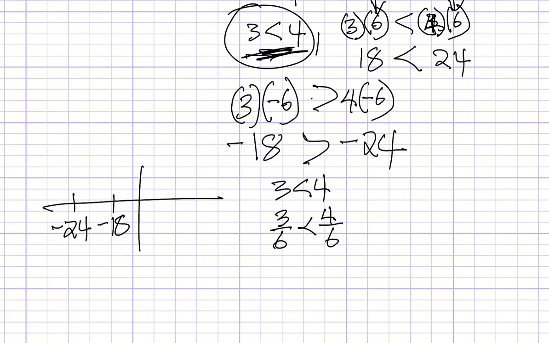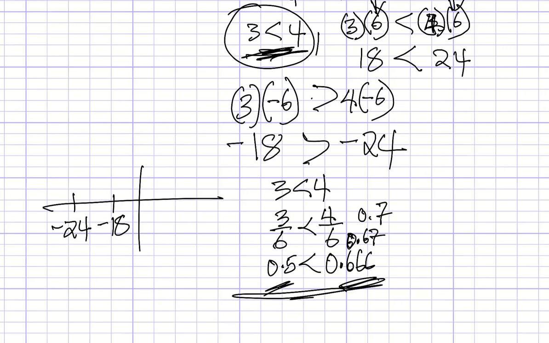We'll put it in decimal so you can see it. 3 divided by 6, what do you get? You get 0.5. Okay, it's less than. What is 4 divided by 6? You get 0.66, which is about 0.67. It's actually 0.666 repeating, or you can say about 0.7. You see, it's greater than that.